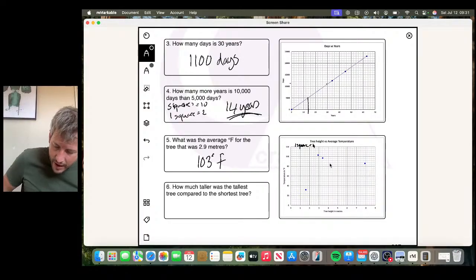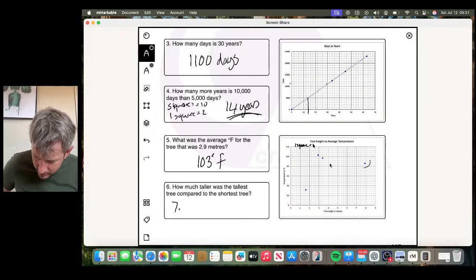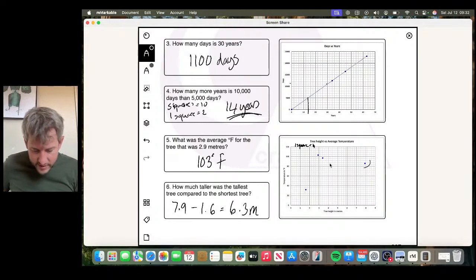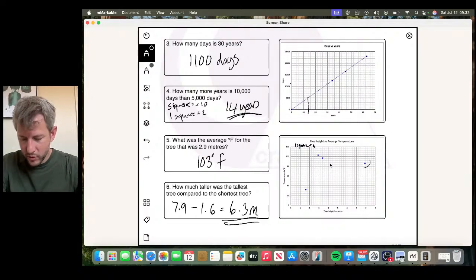And then, how much taller was the tallest tree compared to the shortest tree? Okay, so this is the tallest tree here, and each little square is 0.2, but that's halfway through the last square, so that's 7.9 for the tallest tree, and the shortest tree lands nicely here, so that's 1.6. So that will be 9 take away 6 is 3. 6.3 meters in difference between the smallest tree and the tallest tree.